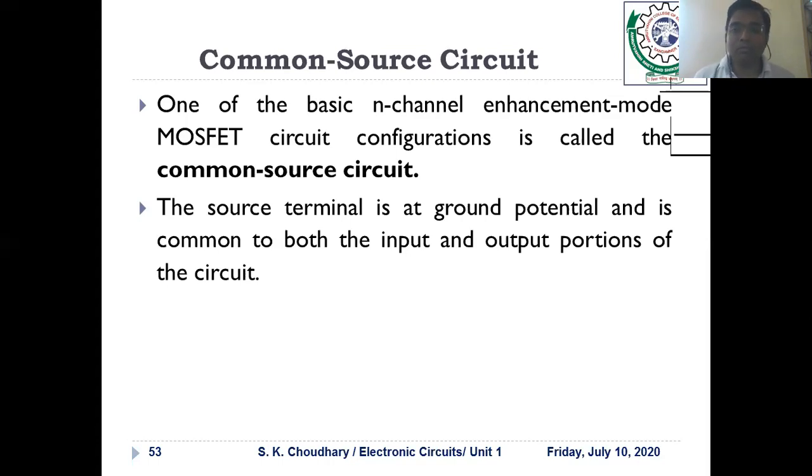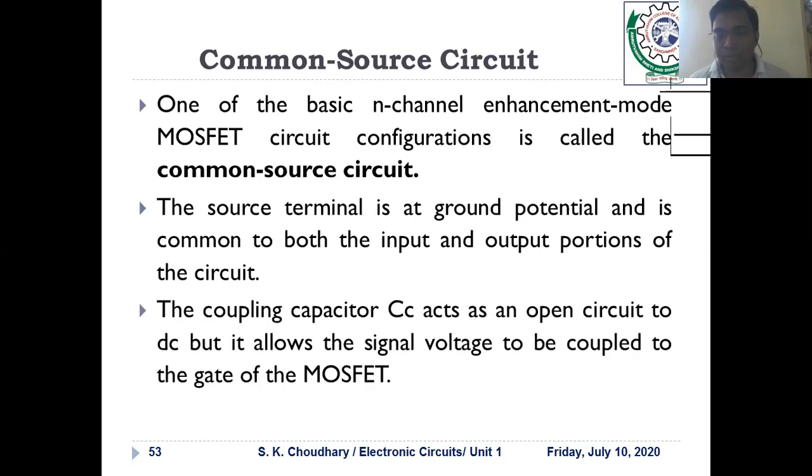As the name suggests, it is a common source, so the common terminal is the source terminal. In this case, the source terminal is at ground potential, or it is common to both the input and output portions of the circuit. If you connect the source terminal such that it is common to the input portion as well as the output portion, or it is connected to the lowest potential or ground terminal, this is called a common source.